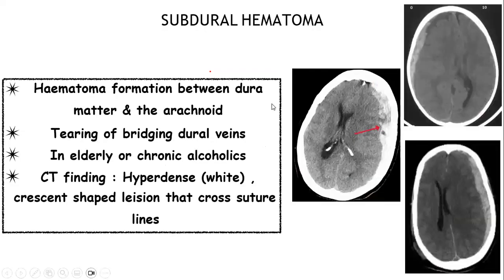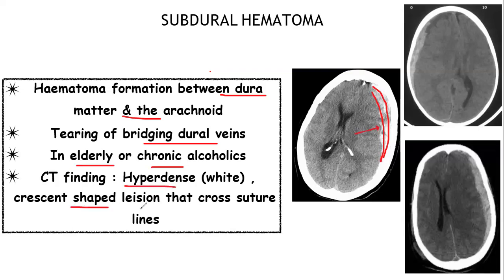Then we have subdural hematoma. You are all aware of its crescent shape on the CT. If we discuss the anatomy of it, it is formed between the dura mater and arachnoid mater. And the vessels which get damaged are dural veins. In case of epidural, that was an artery, the middle meningeal artery. Now it is a vein, right? Most commonly, the affected are the elderly and chronic alcoholics. On CT, it is a hyperdense white crescent-shaped lesion that crosses the suture line.